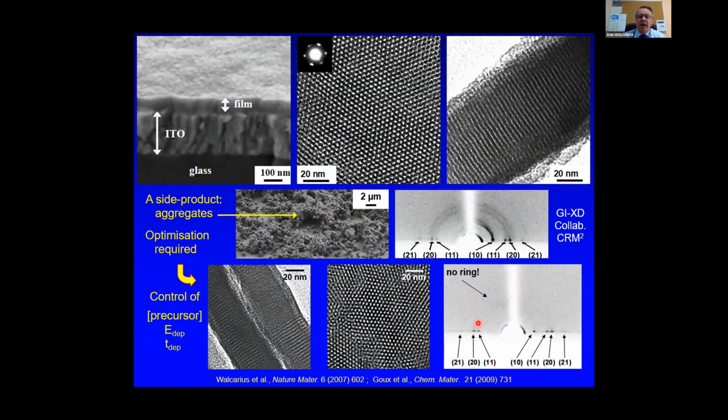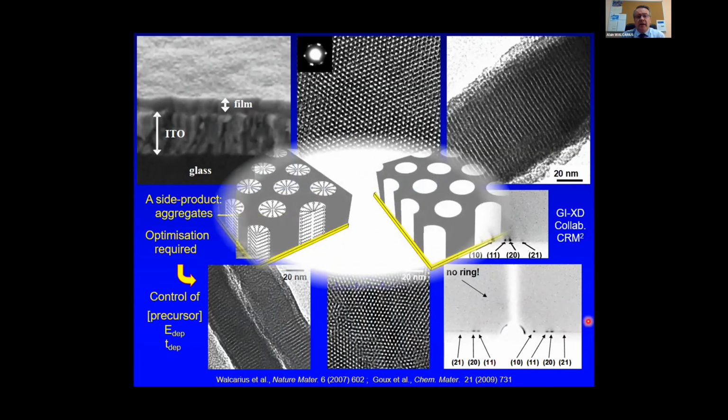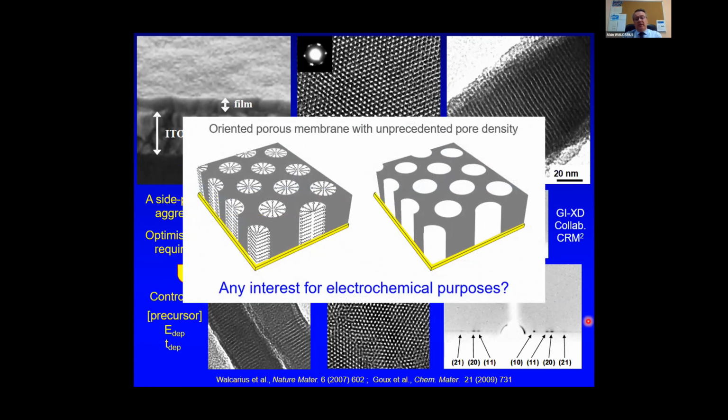We don't have any ring, which we had here due to these aggregates. So now we have a membrane with a very, very high density of mesopore channels. Each pore is between 2 and 3 nanometers in diameter. And would this film be useful for electrochemical applications?